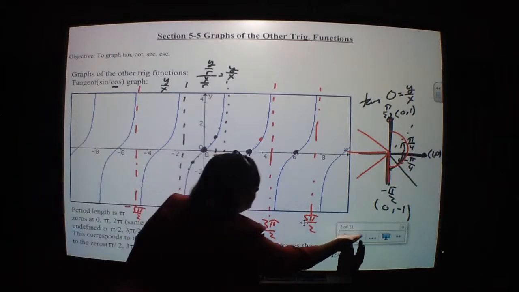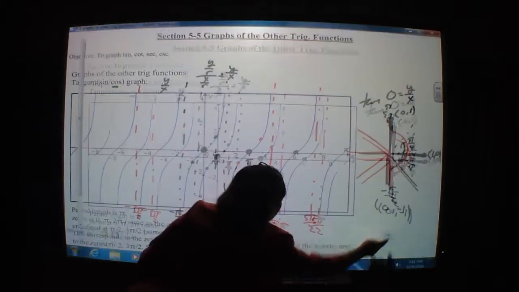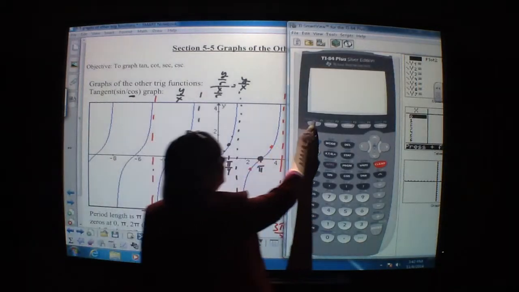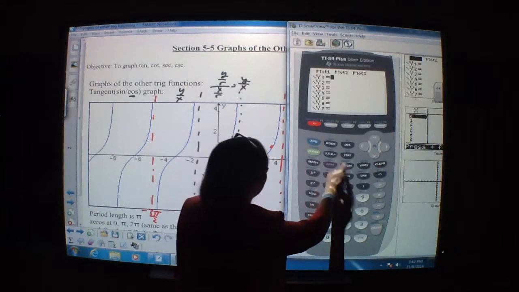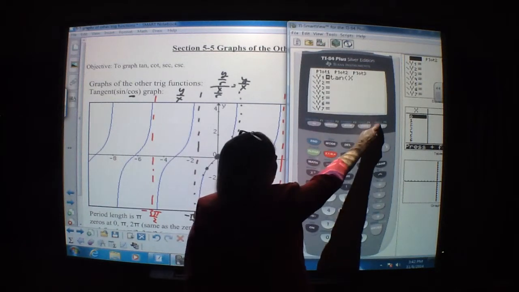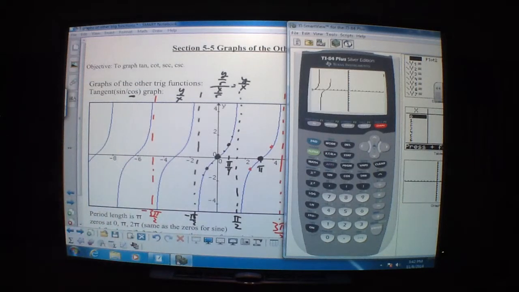Next graph. Oh, and you can put this in your calculator and see that you get the same thing. If you pick up your calculator, y is equal to tangent of x. And if I want to graph it, here's the graph. And that's the graph I have there. Okay?